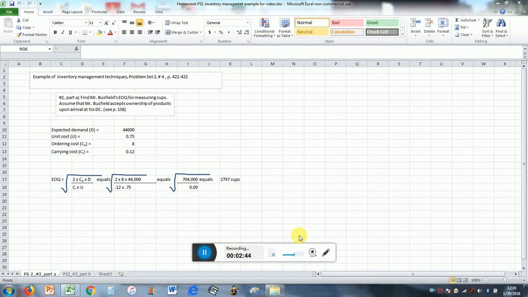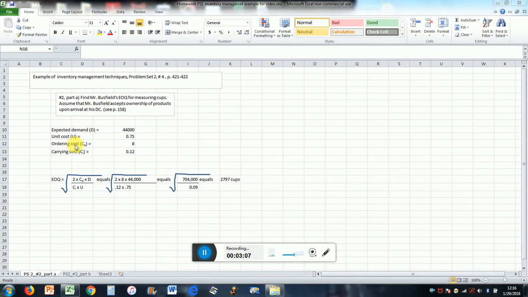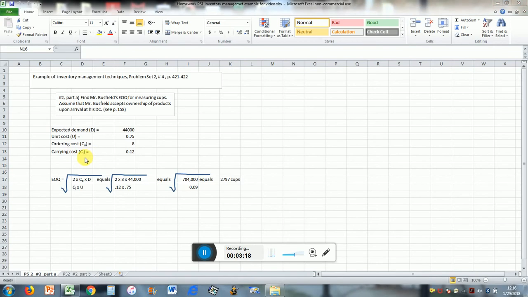So what you have is the following data, directly from the problem. You have expected demand, we're going to call that D, of 44,000 measuring cups. Each cup costs 75 cents. When you order a number of these cups, it costs $8 to do so. And then when you carry the inventory, in other words, the inventory that is not being sold, but rather is in the stockroom, the distribution center, wherever, we have estimated that to be 12 cents per unit.